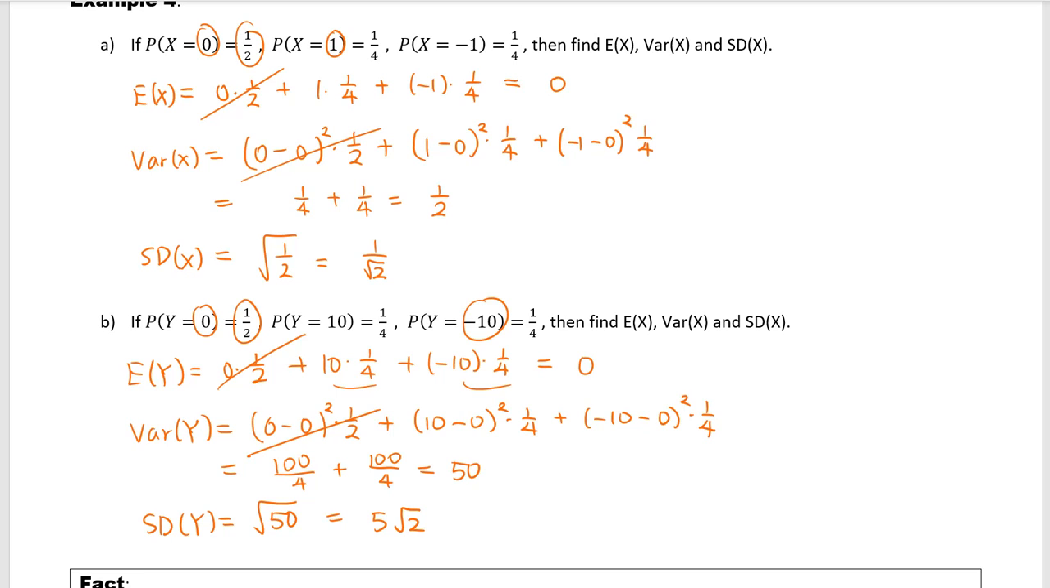Okay, now you can see part A and part B, the means are the same, but the variances are different. So let me draw pictures of them, then you can see. The first one, 0 is 1/2. Let's say this is 1/2. So this is the probability bar chart. So we have 1/2 right here. At 1, we have 1/4. At -1, we also have 1/4. Oops. Let me draw better.